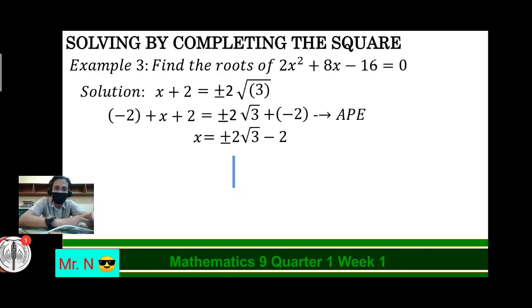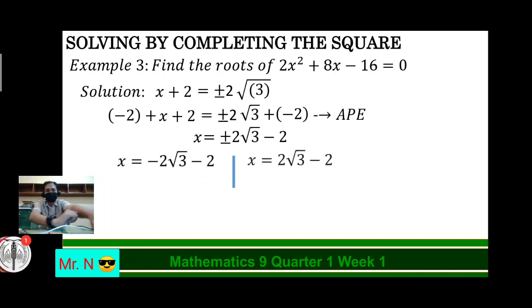As you can see, there are two. We have positive and negative 2 square root of 3. So to find the value of x, we need to separate them first before we simplify. So we already separated them. But as you can see, class, it can no longer be simplified because there is nothing left to combine. In that case, that is our final answer.